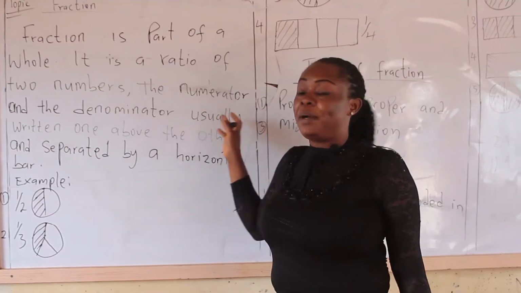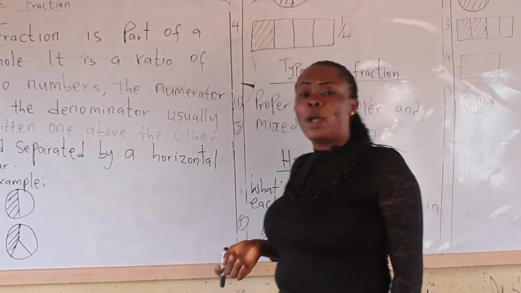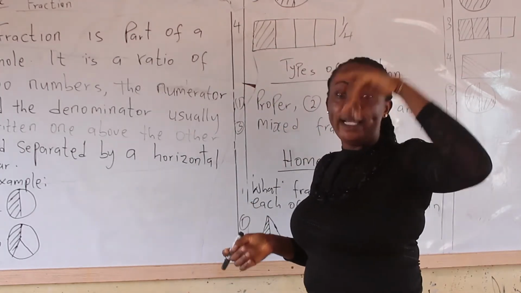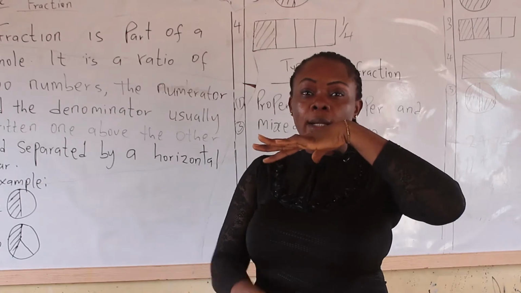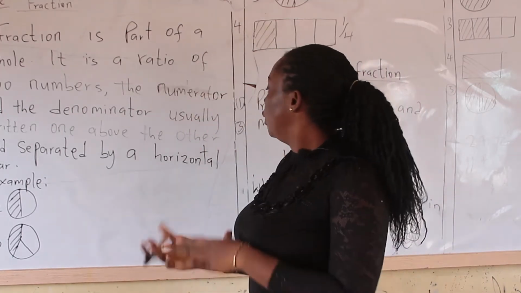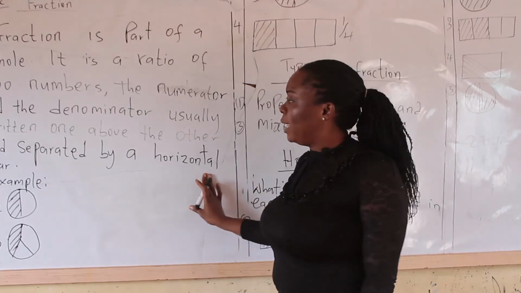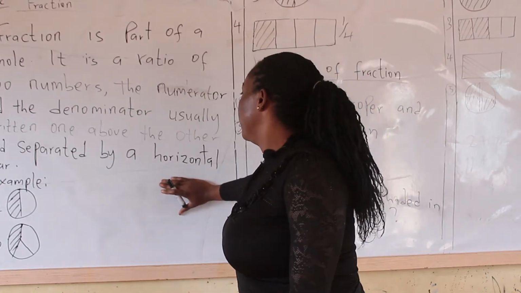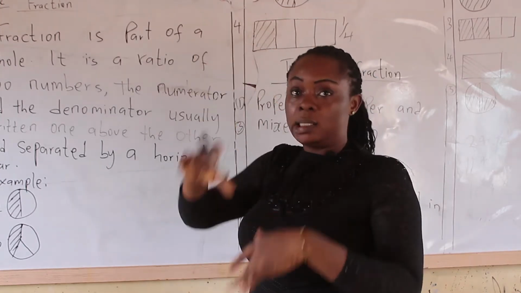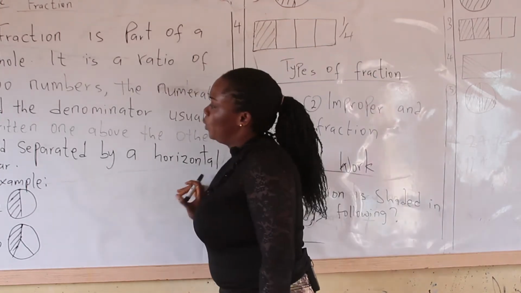What do I mean by numerator and denominator? The numerator is the number up, and the denominator is the number below. The horizontal bar is known as the division line. It helps to demarcate, to separate the two numbers. Now, let's go to examples.